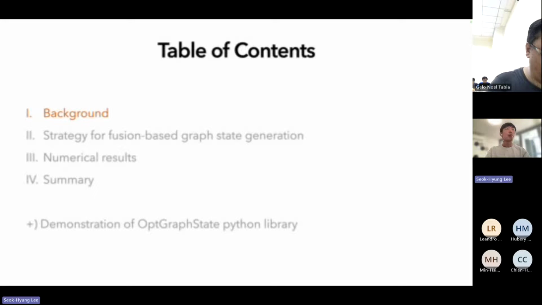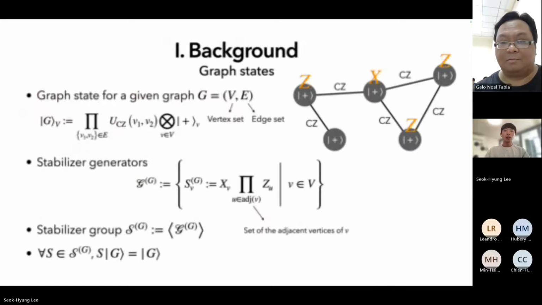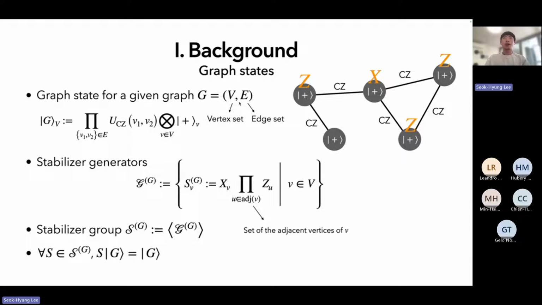Let me begin with the backgrounds. For a given graph G with a vertex set V and an edge set E, we define a graph state as follows. We first place the plus state for each vertex of the graph, and then apply the control Z gate for each edge of the graph. So it can be mathematically written like this, where CZ is the unitary operator corresponding to the CZ gate.